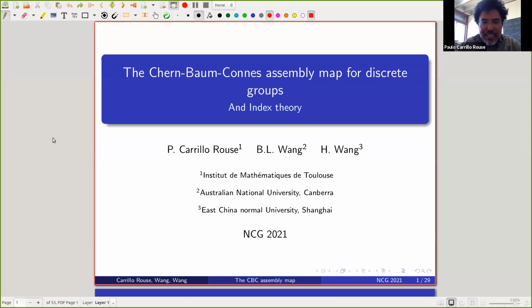So I will start with, I changed the title because I think the more appropriate name is perhaps a Chern-Connes assembly map. And there are several assembly maps in the literature. So okay, let me just start with a brief introduction.